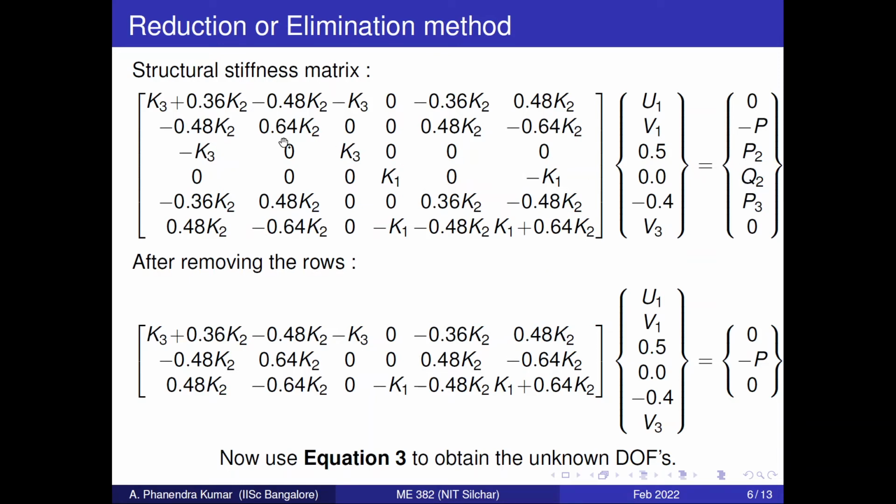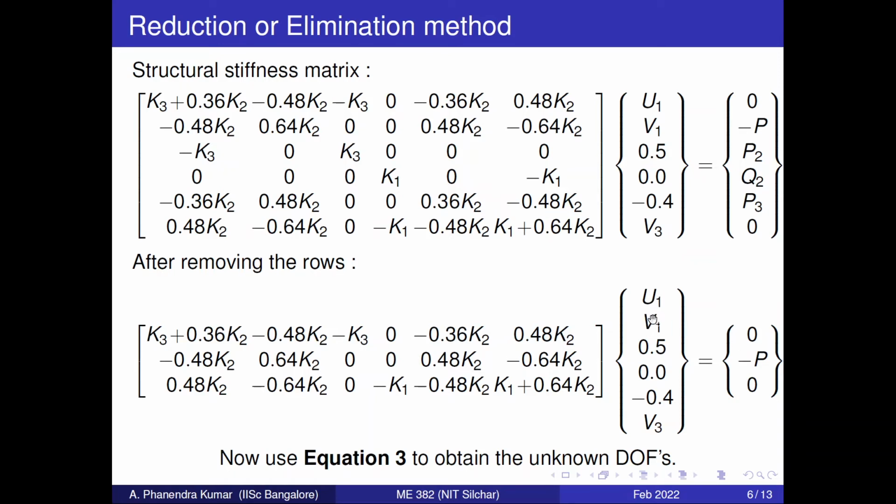We will remove the rows that correspond to the unknown reaction forces or unknown forces. So we will remove the rows. Once we remove the rows, we will be left with only the first, second and the last row. These are the three rows which will be left, and all the degrees of freedom will be there. Once we remove this part, we will be left with 0, minus p and 0.